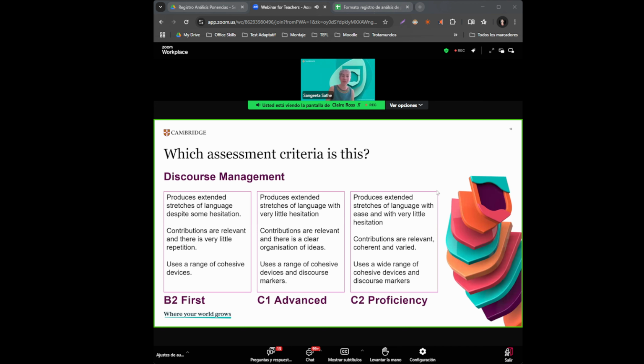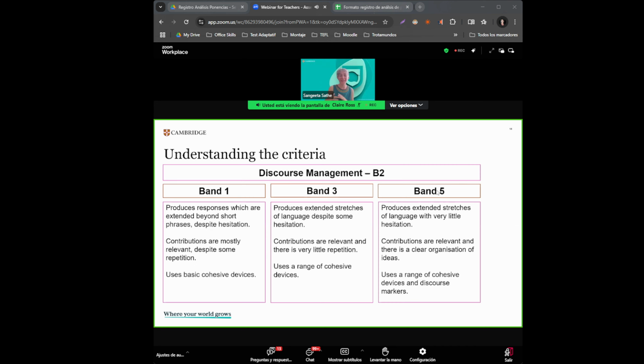Okay, so the descriptors or the criteria are written for assessors, for the examiners, and so some of the language, some of the terminology might need a bit more explanation, either for you as teachers, but also for your learners. So let's try and work out what discourse management means.